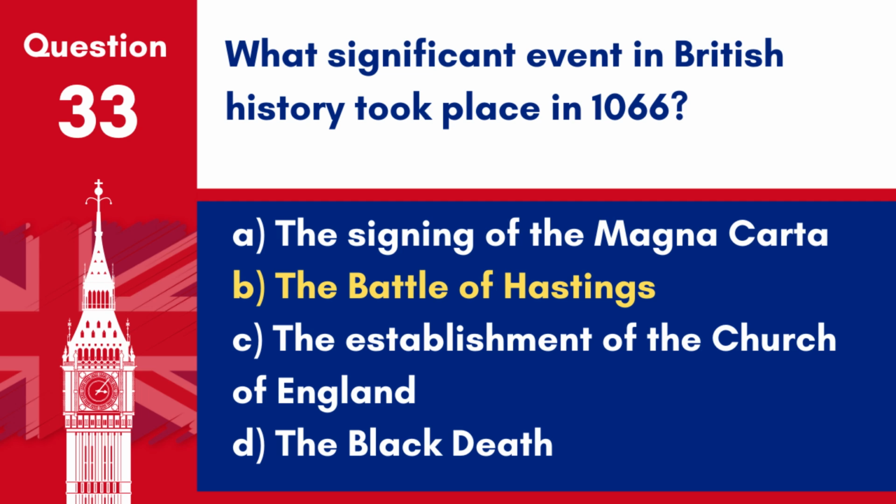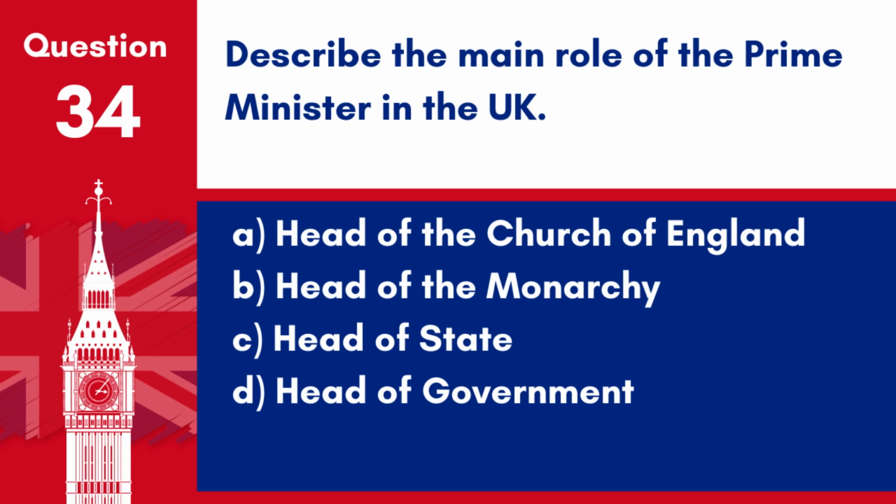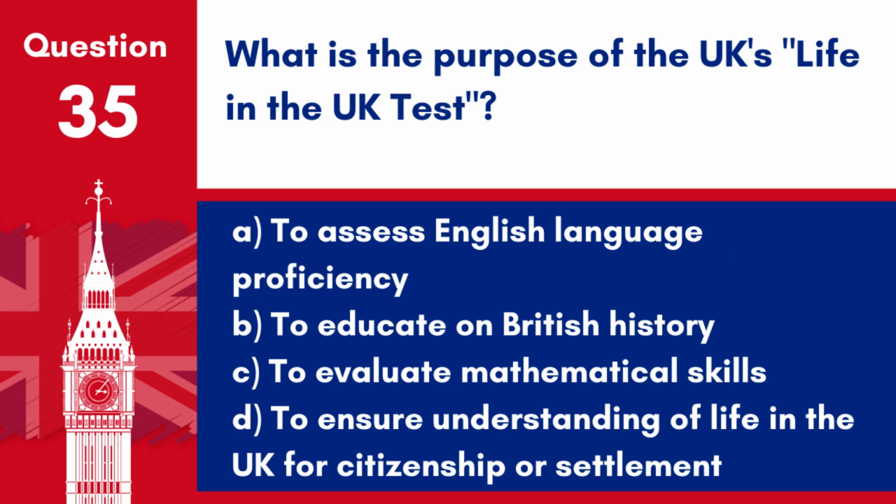of England. Question 34. Describe the main role of the Prime Minister in the UK. A. Head of the Church of England. B. Head of the monarchy. C. Head of state. D. Head of government. Answer D. Head of government. The Prime Minister is the head of government in the United Kingdom, responsible for running the country and making policy decisions. Question 35.